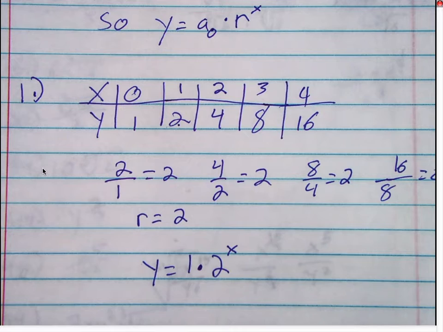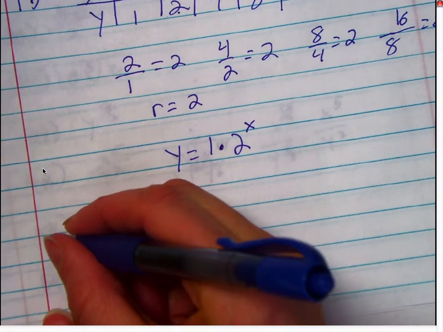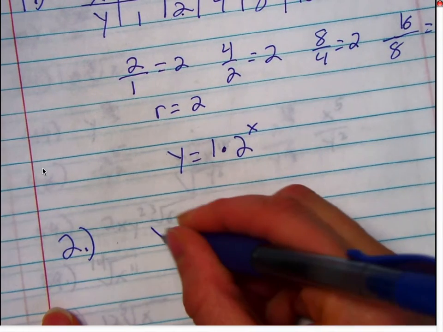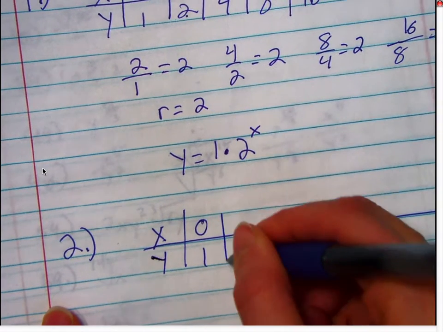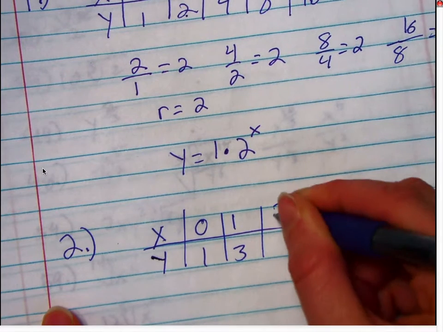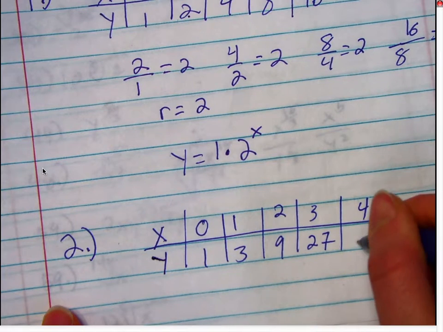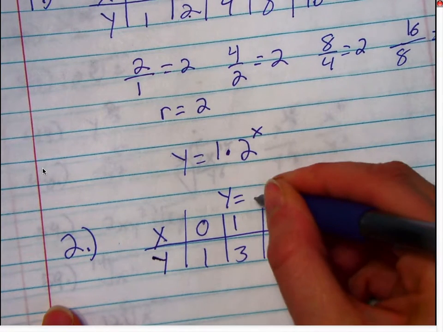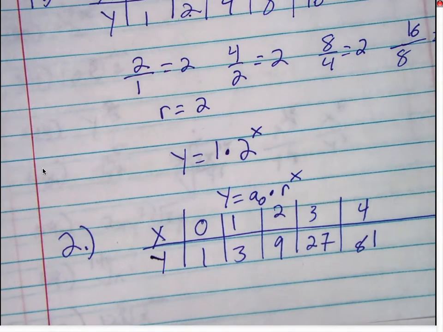So what if you have a graph like on the homework? So I'm going to do a couple more tables, and then I will do a graph, Nolan, don't worry. Okay, number 2, I'm going to have you guys figure this one out on your own. Are you ready? Here's my table. I've got x's and y's. Now remember, you're putting it in the form y equals a sub 0 times r to the x. Okay, you guys try it right now.